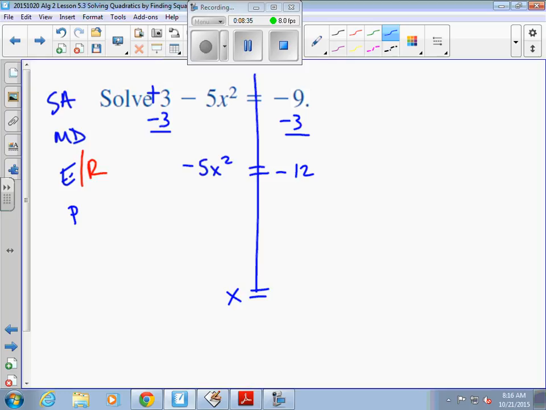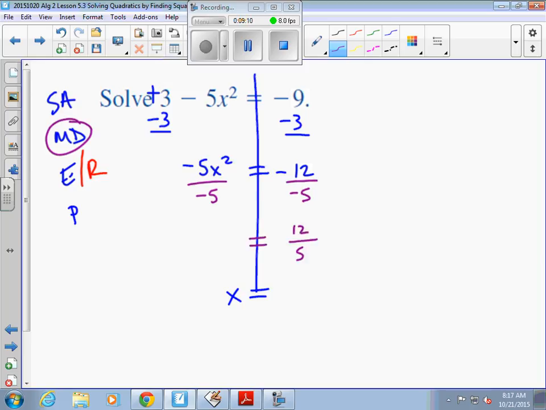Now what you have is -5 times x squared is equal to -12. So you have to undo. There's no more subtraction and addition. Now you have to undo multiplication and division. So -5 times x squared, you undo that by dividing by -5. If you divide the left, divide the right. Remember, a negative divided by a negative, same sign, is going to be a positive 12 over 5.